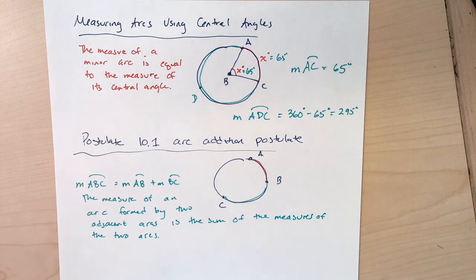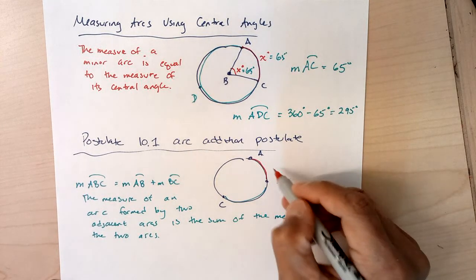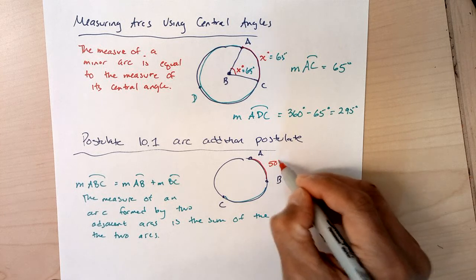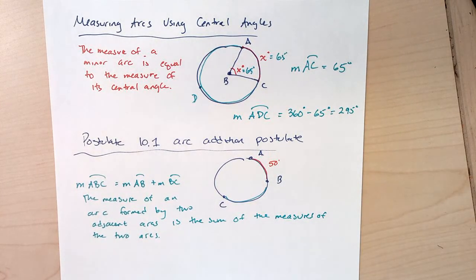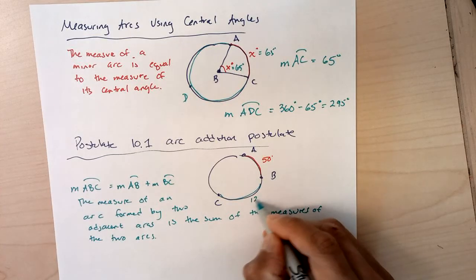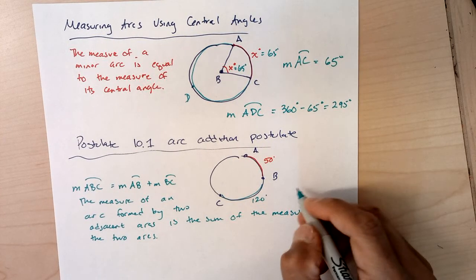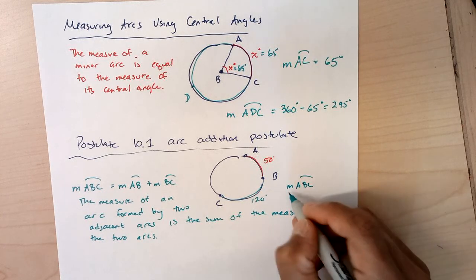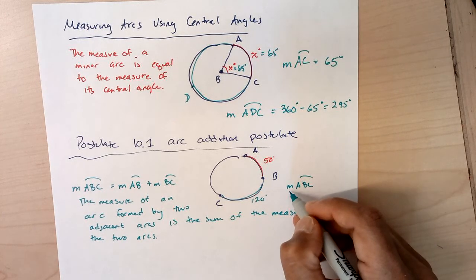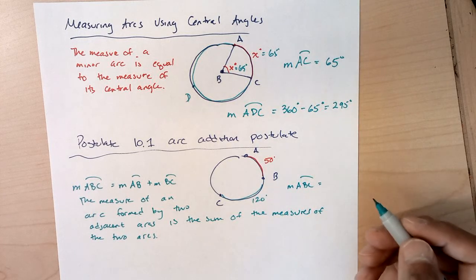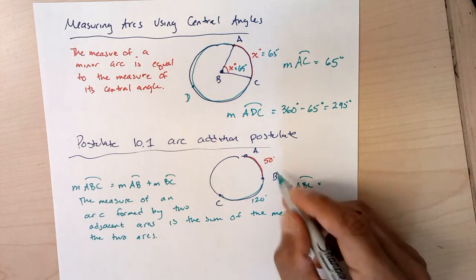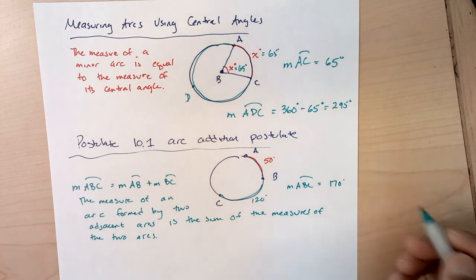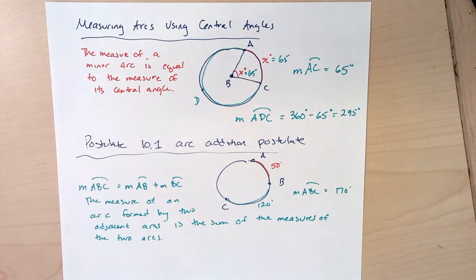What I'm going to go through is a specific example. Let's just say that we knew the measure of arc AB is 50 degrees. The measure of arc BC is 120 degrees. Then the measure of arc ABC, here's how I would write it. Little arc on top, little lowercase m right before it, just like when we're finding the measure of an angle, but 50 plus 120. So the measure of arc ABC would equal 170 degrees.